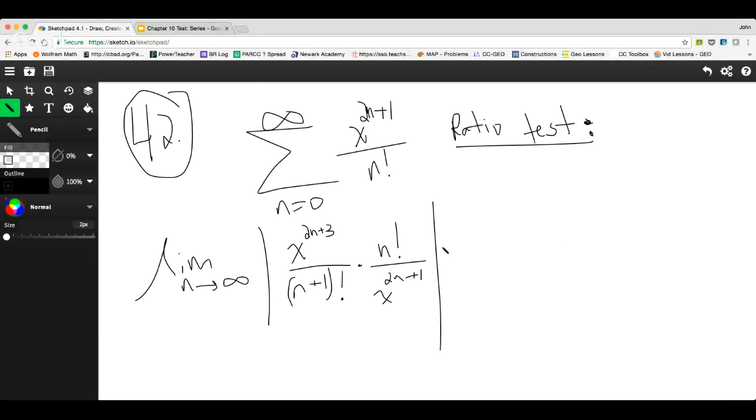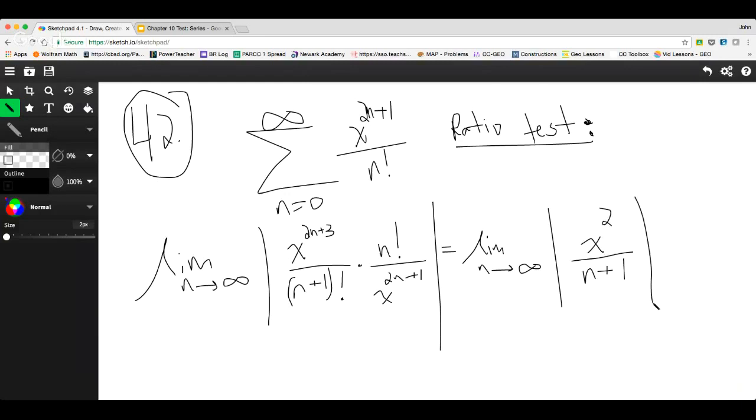Okay, so let's keep going. Next step is to simplify. So let's see what we got. We got n plus 1 factorial here, and as Chris pointed out in class, n plus 1 factorial and n factorial are going to cancel out such that you have an n plus 1 in the denominator, and in the numerator, just think we're subtracting these exponents because they're both powers of the same base. When you divide, you subtract exponents. So we obtain x squared.